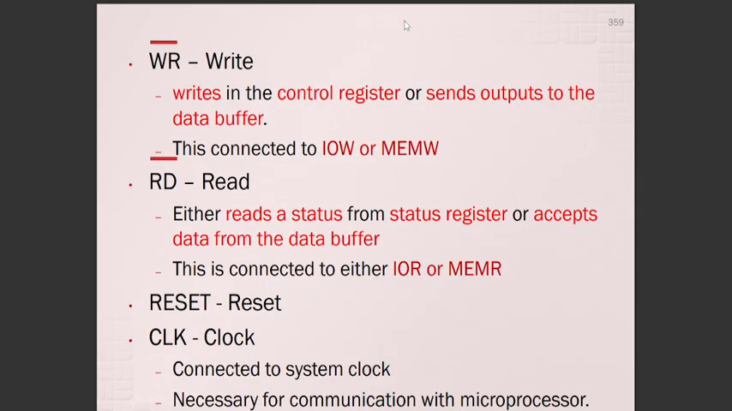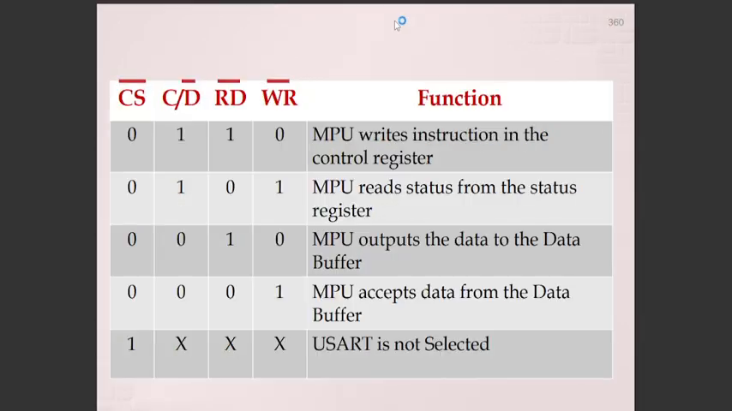The write signal is used to write the control register or to send output to the data buffer. This is connected to IOW or MEMW, that is, I/O write or memory write. RD bar is read, which either reads the status from the status register or accepts data from the data buffer. This is connected to either IOR or MEMR, that is, input output read or memory read. Reset is used to reset your 8251. The clock signal is connected to the system clock, necessary for communications with the microprocessor.